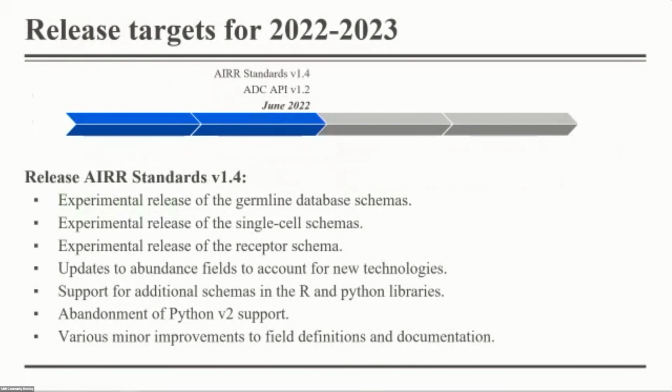Our release targets, this is something that was also mentioned during Common Repository: we're looking to get version 1.4 out shortly after this meeting. That will unlock version 1.2 of the ADC API, which will include pointers to those. And this is going to include that germline database schema, single cell schema, receptor schema, as well as some corrections for new technology, particularly in the space of abundance fields. And then we're also going to abandon Python 2 support a little earlier than we'd hoped because development was slow and that's been end of life for a while. And then we have a few minor improvements along the way in various field names.